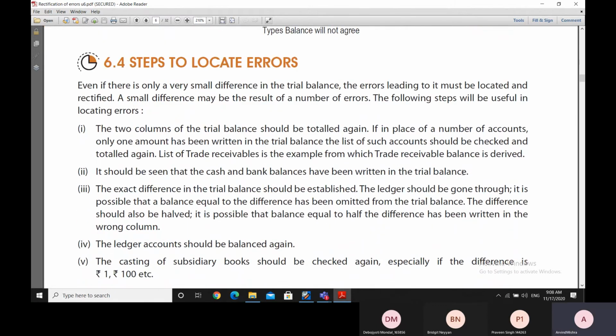Now the question arises that, having understood what kind of errors may be happening, we have to locate the errors whenever they happen. So how do we go about locating the errors? What are the steps to locate the errors?